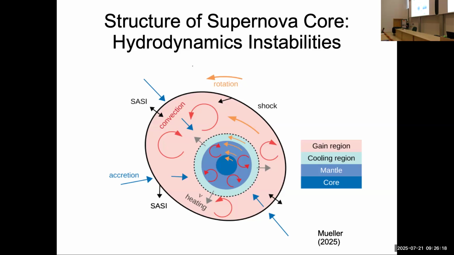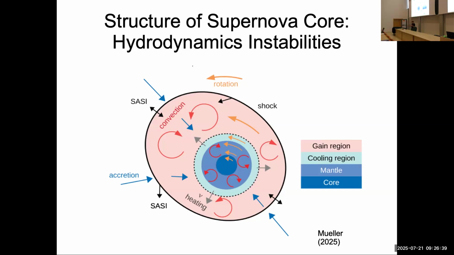There's another instability that was discovered by Tony many years ago. This is called the standing accretion shock instability. So there's also, in this stationary accretion context, a genuine instability of the shock that has nothing to do with convective instability and heating. And I'll get into that on one of the next slides.